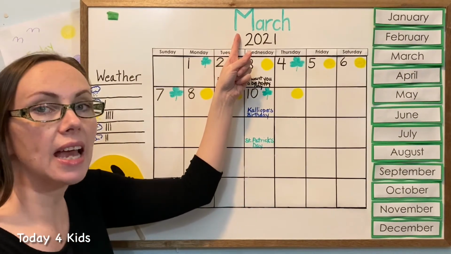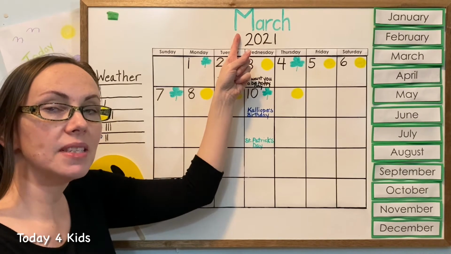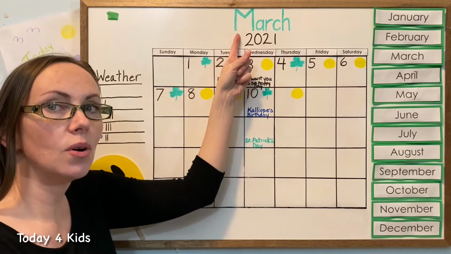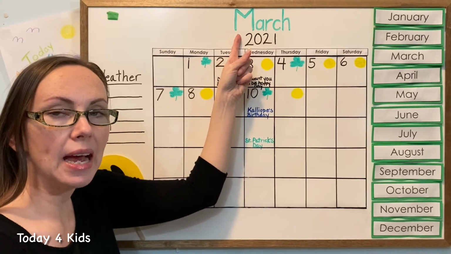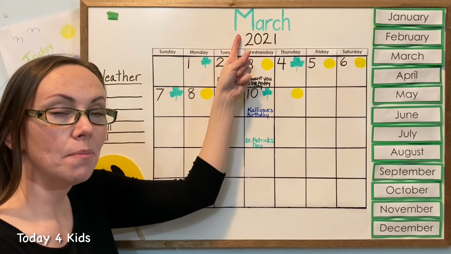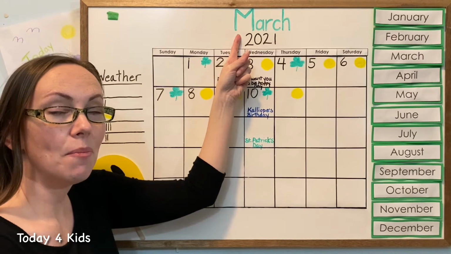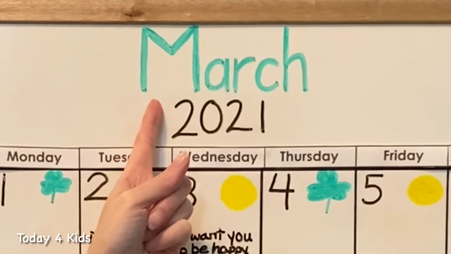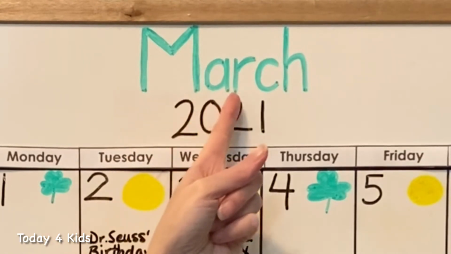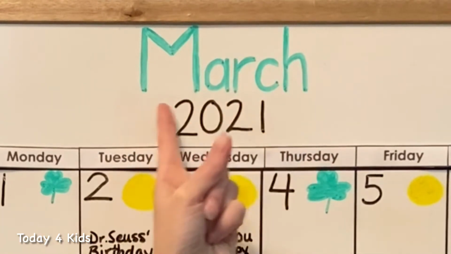March begins with a capital M, and M sounds like mmm. Can you say that? Go mmm. Good job. So what are some words that start with M? Monkey, maybe, marvelous. Those are all great words. So March begins with a capital M because it's the name of our month. M-A-R-C-H. March.